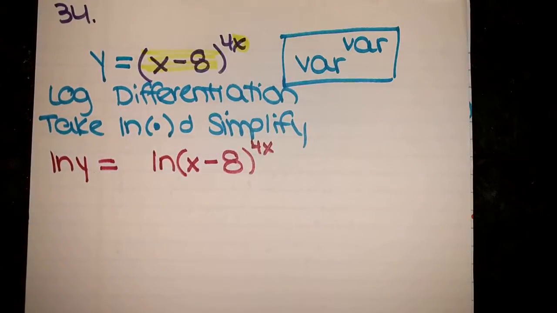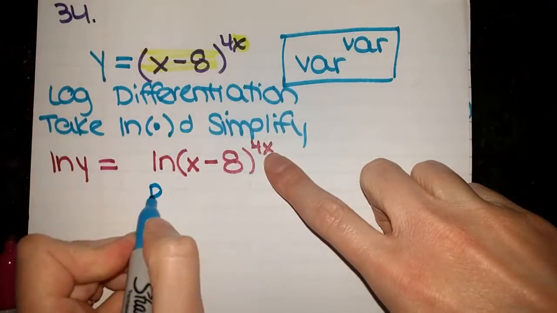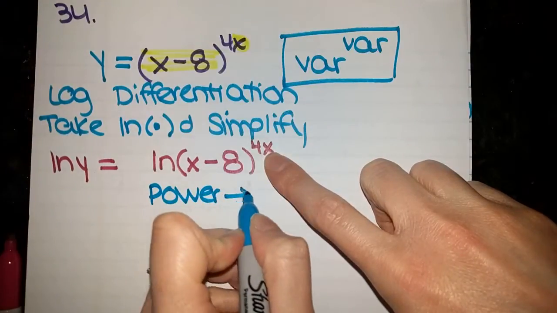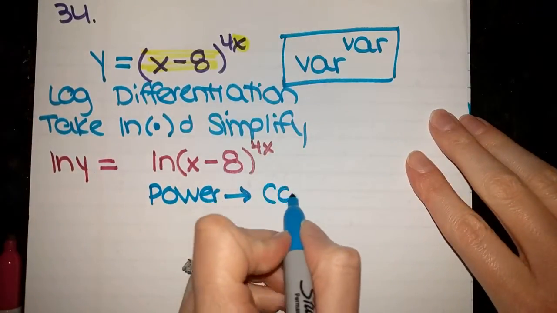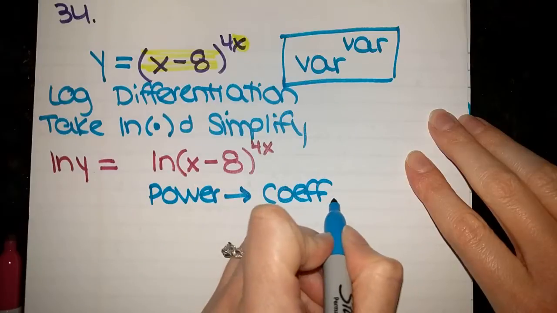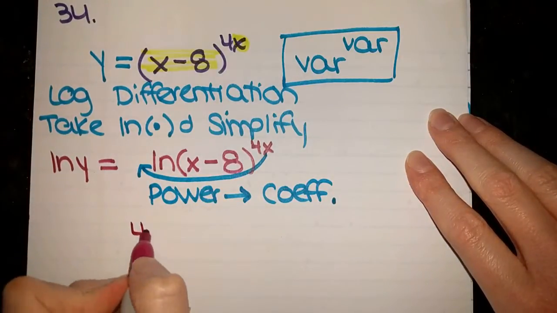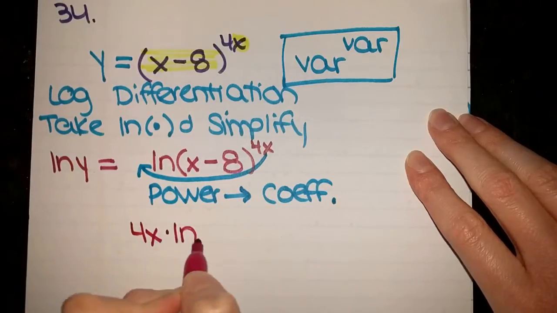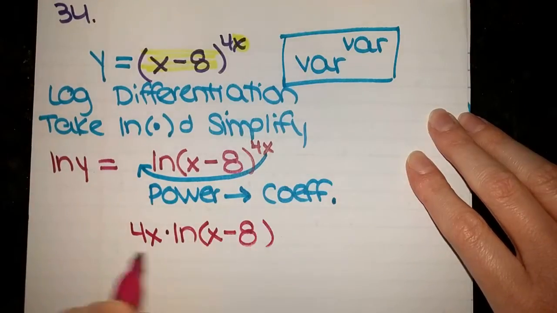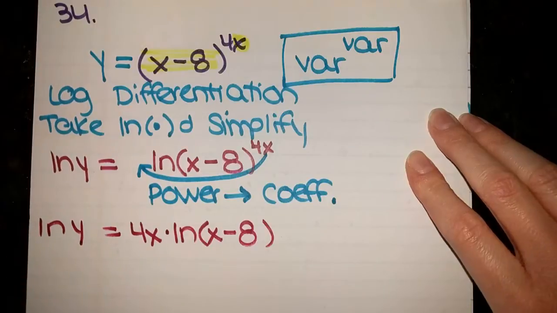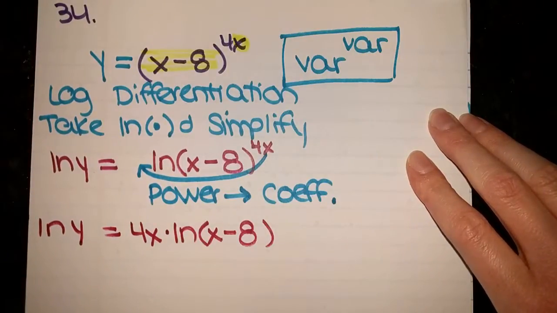Now, the whole purpose of this is to simplify. So we go through our log properties. We don't have multiplication. We don't have division, but we do have this power, and that power by log properties can come down in front as a coefficient. So this 4x can scoot down in front, and we'll get 4x times the natural log of x minus 8. Okay, so that is our simplification using log properties.